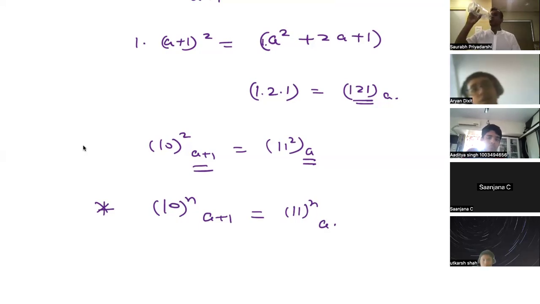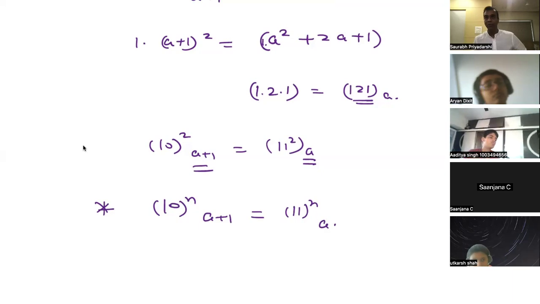Sir, we can just directly do (a plus 1) whole square and we get a square plus 2a plus 1, which is 1, 2, and 1 respectively. So it is true. You are sticking with only 2, Aryan. This is n. Maybe this is 5, 10, 15, 100. Then will this be true or not?